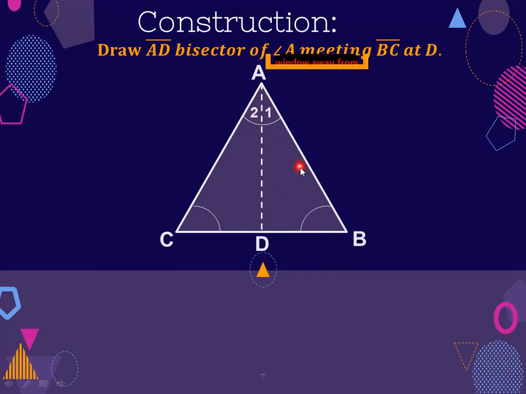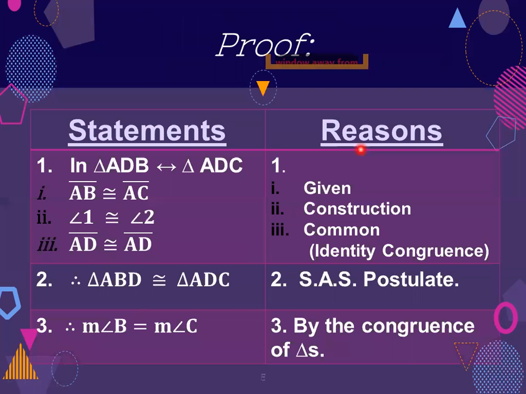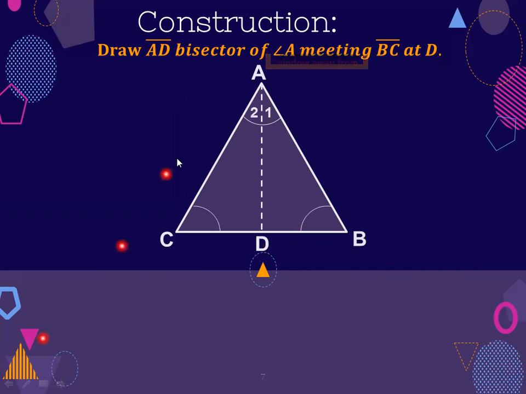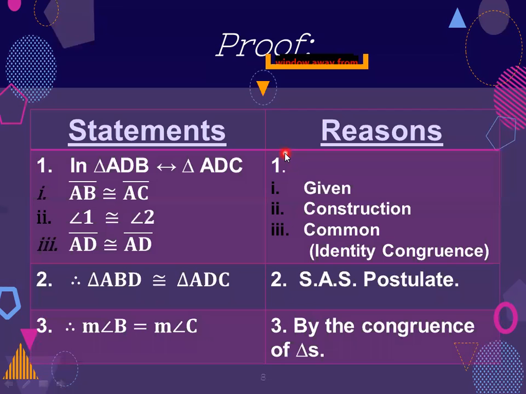So what is our construction? You draw a bisector AD that will meet line BC at point D, in such a way that the two angles, angle 1 and angle 2, are congruent to each other. Now we are going to start theorem number 6, and you have to prove it.